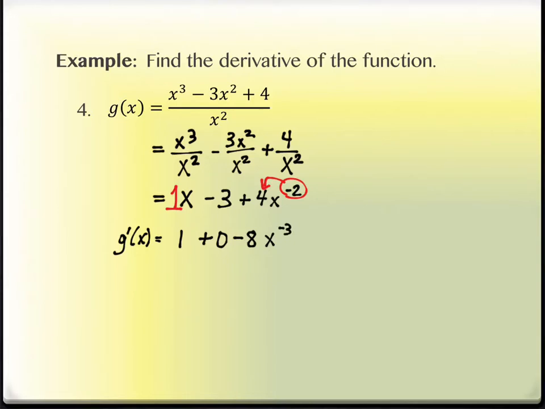Allie? Where'd you get the 0? The 0 is the derivative of negative 3. Derivatives of constants are 0. Yep. Any other questions?